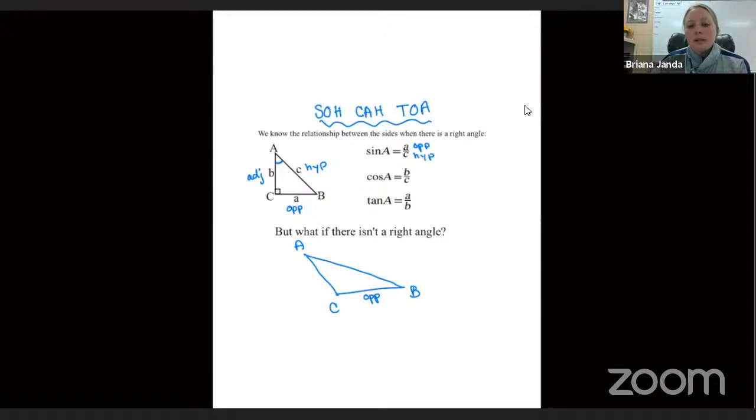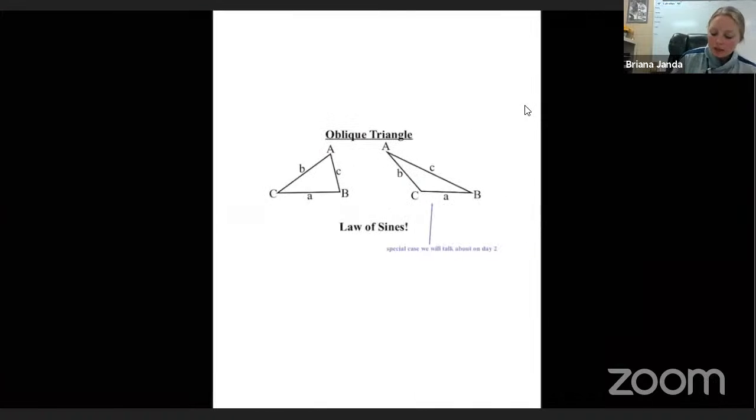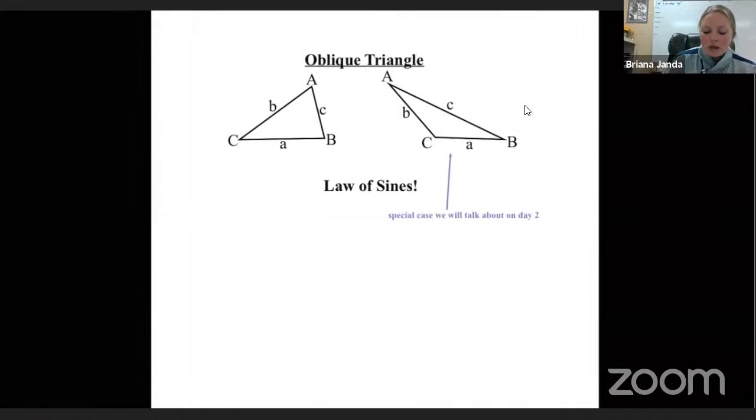But it doesn't mean that we can't find those relationships and the angle measures, etc., of a triangle that's not a right triangle. They're just not straight ratios like we were taught before when there is a right triangle. And that's where our law of sines comes into play. These are what are known as oblique triangles. The word oblique just means that one of our angles is not a right angle.